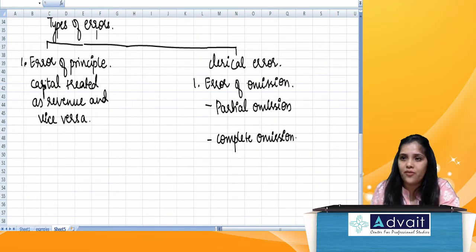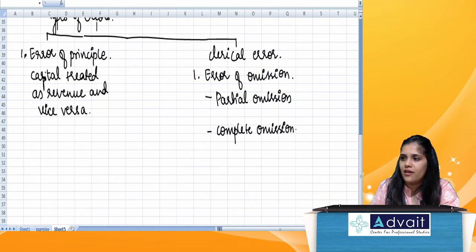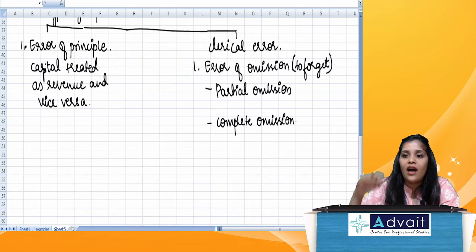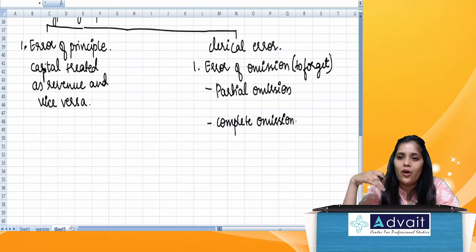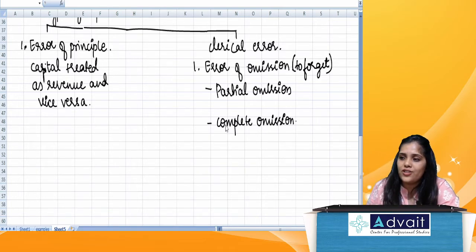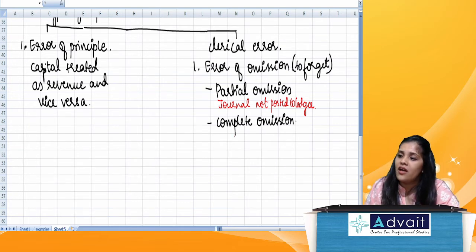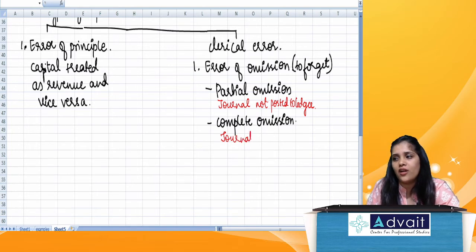Then we understood the second type of error is clerical error. Clerical error means first error is error of omission. Omission means to forget. Partial omission means you forgot half. Complete omission means you forgot fully. Partial omission means you forgot journal entry not posted to ledger. So you passed the journal entry but you forgot to post it in the ledger. So this is partial omission. Complete omission means journal not recorded. Journal also not recorded, ledger also not recorded.